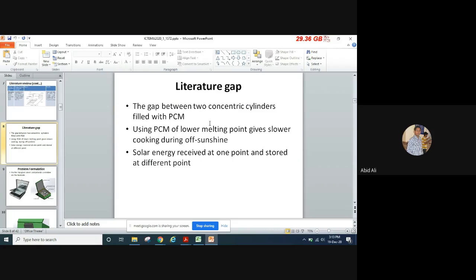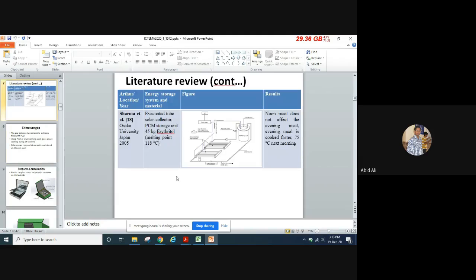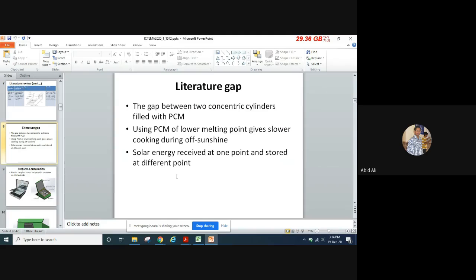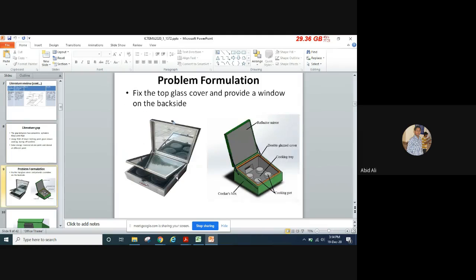Literature gap: most of the researchers use a concentric cylinder with a simple box type solar cooker, and some use a lower melting point material, and some use a complex system like Sharma et al. So, problem formulation.